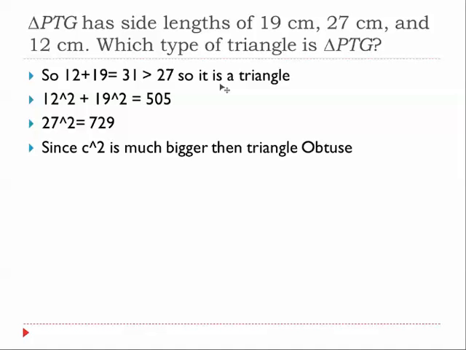Okay, so I take 12 squared plus 19 squared, I get 505, and 27 squared is 729. That 729 is so much greater than the 505. That tells me that it is an obtuse triangle. Whenever the c squared is the bigger one, it is an obtuse triangle. If the a squared plus b squared was the bigger one, then that would be an acute triangle. And that's the way you can use that information. Pythagorean theorem helping us to do that.